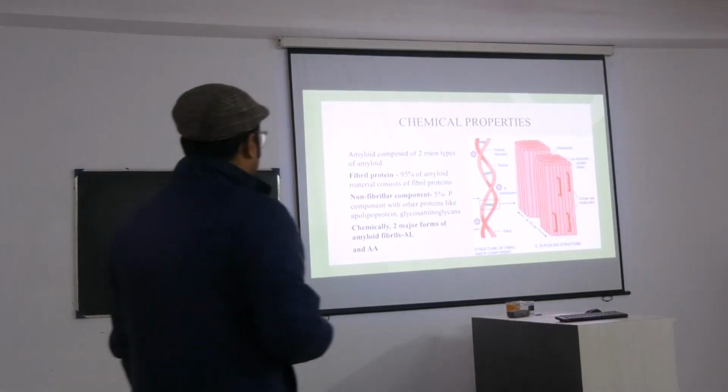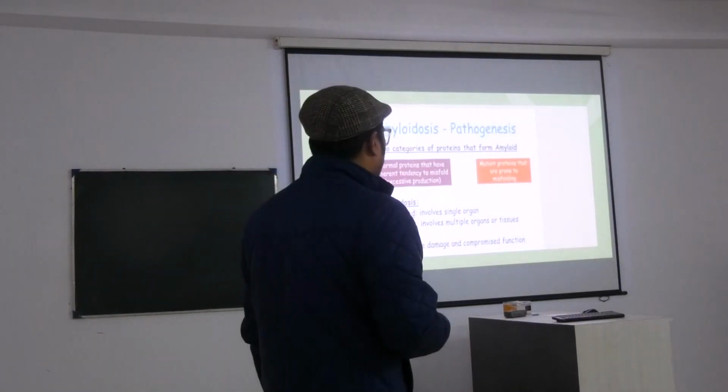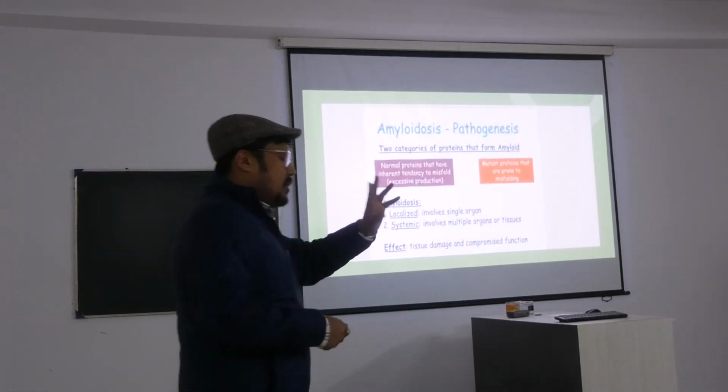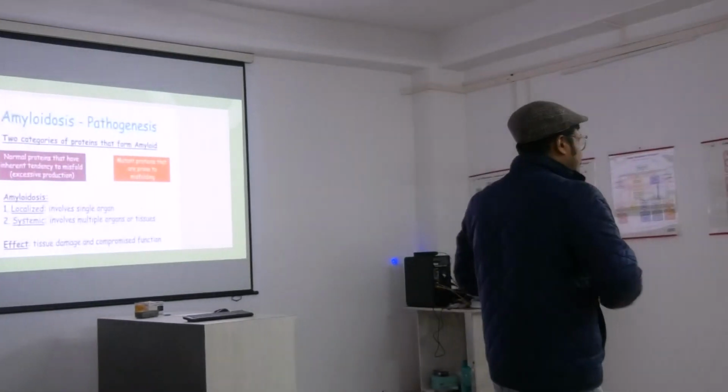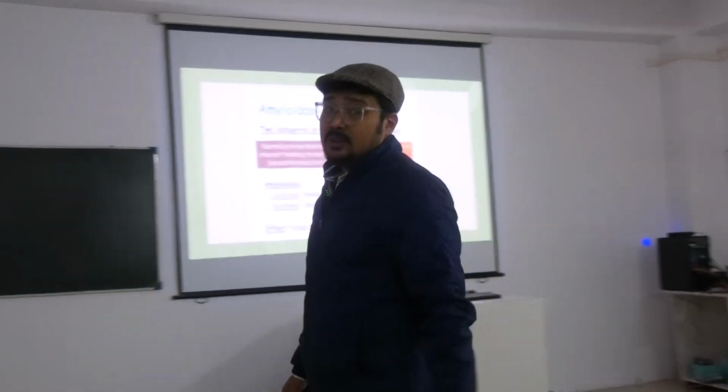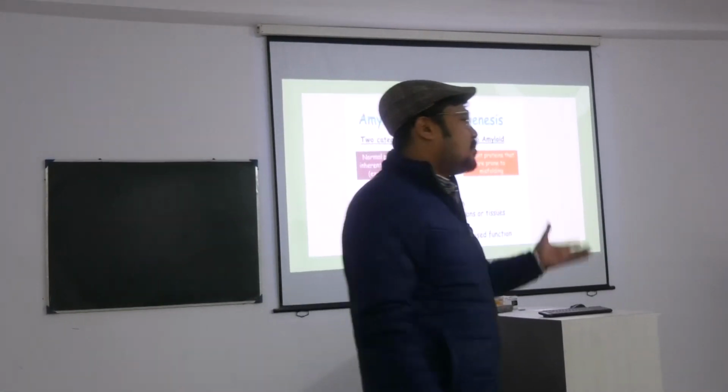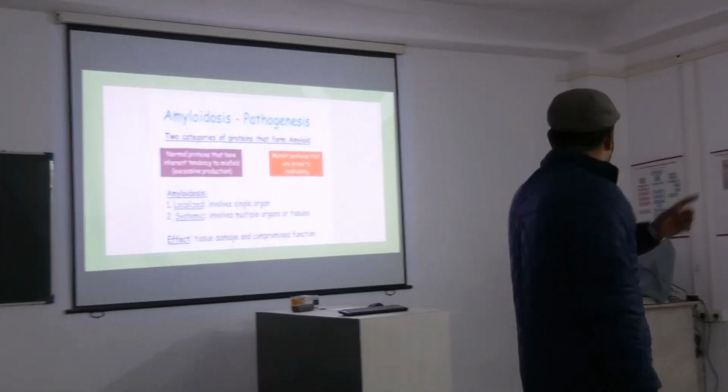Okay. Chemical properties, it will be taught tomorrow. Amyloidosis. So localized and systemic, two types of amyloidosis. Systemic means, from common sense, it involves the entire body, multiple organs. Okay. Localized, what is localized? Localized means it is confined, the disease process is confined to a single organ.